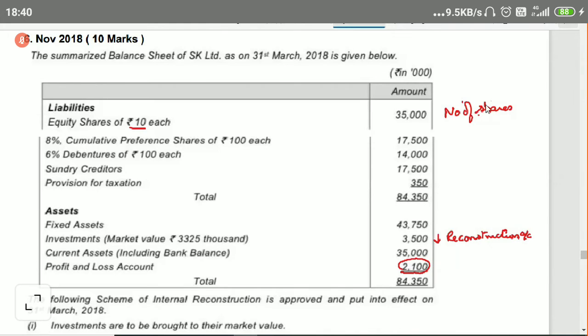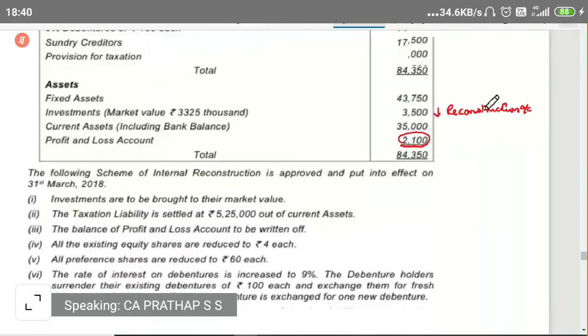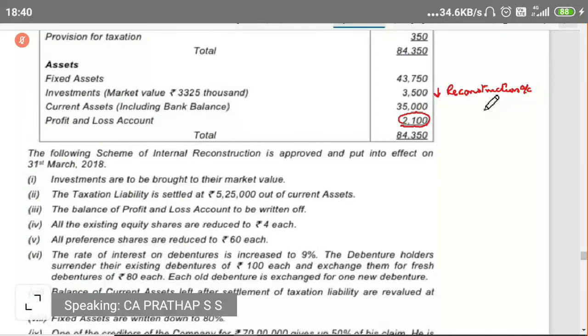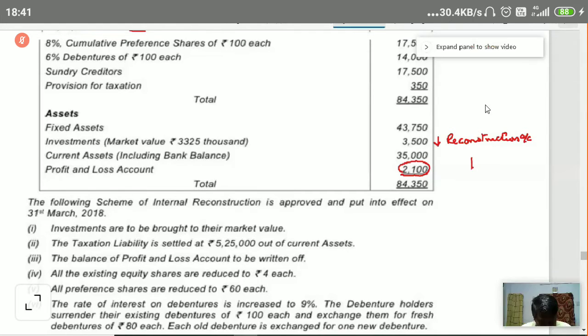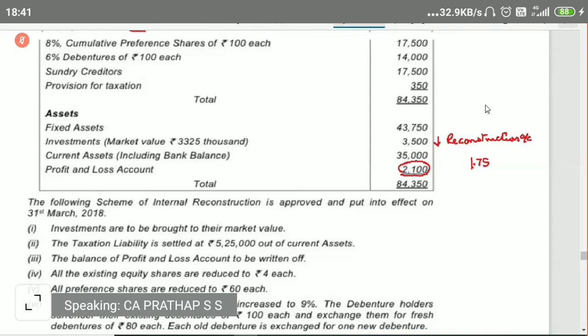The following scheme of internal reconstruction is approved and put into effect on 31st March. See, straight away, investments are to be brought to their market value. Tell me, what is the loss here, guys? The investment is at 35 lakhs and the market value is 33.25 lakhs. What is the loss? Very good. 1 lakh 75,000 is the loss, and it will be debited to reconstruction account.